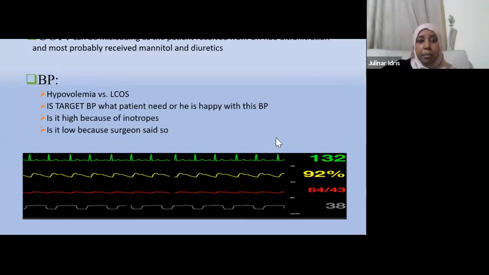Another factor is that high blood pressure can be because of inotropes, not because the patient is maintaining good intravascular volume. And all of us, for sure, are struggling with the surgeon. Blood pressure can be low simply because the surgeon asked to maintain low blood pressure because he's worried about the surgery, especially in cases like AV canals and post-arterial switch operation. We know that the surgeon will always demand low blood pressure as long as perfusion of the patient is maintained.